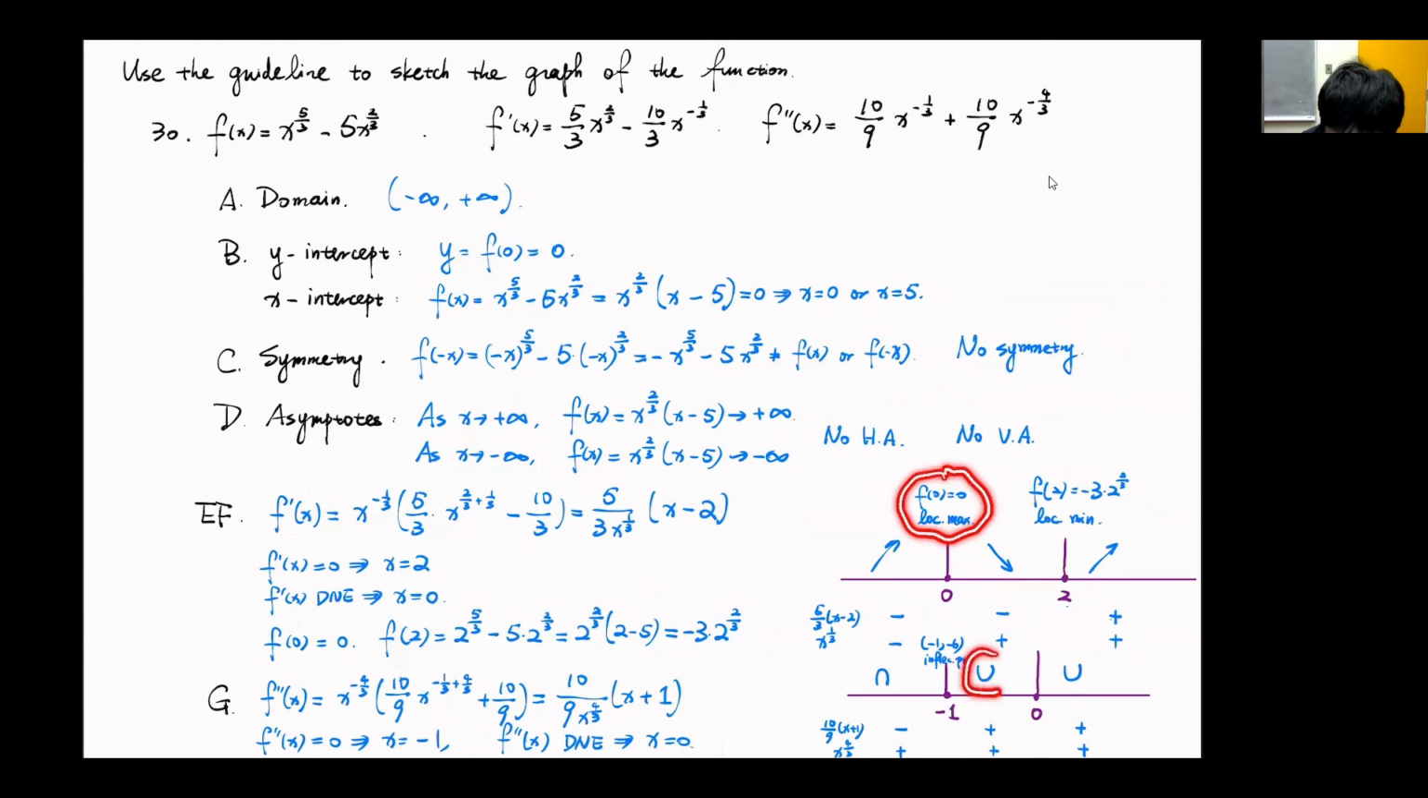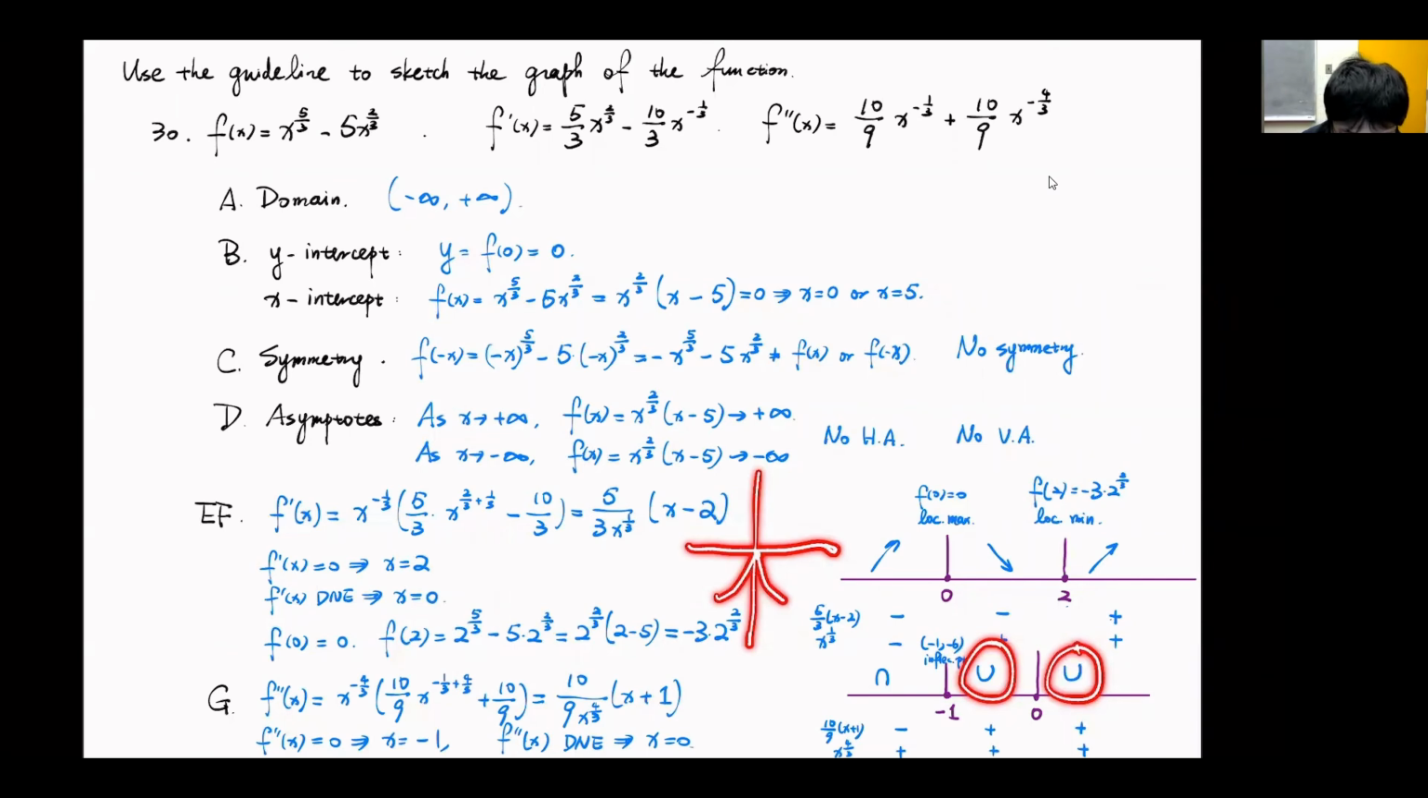However, if you look at the concavity, it says the function is concave upwards on both sides of 0. So at the point 0, the function cannot look like this, because if this is a local max, then the function would be concave downward, while the function is concave upward. So the only possibility is that the function has a cusp point at the point 0. Only this way can the function be concave upwards on both sides.